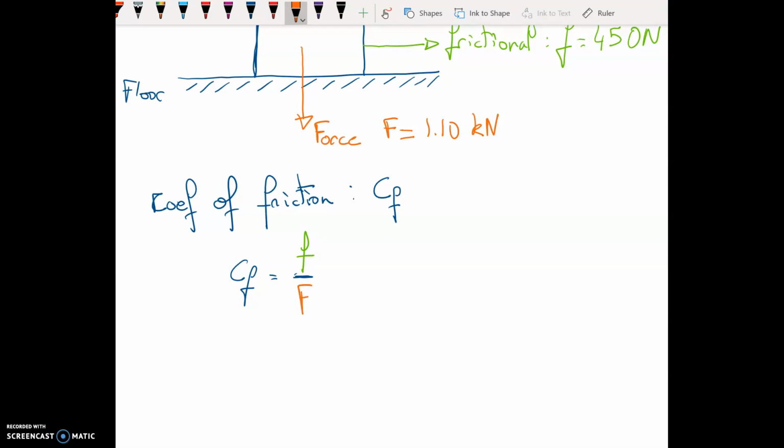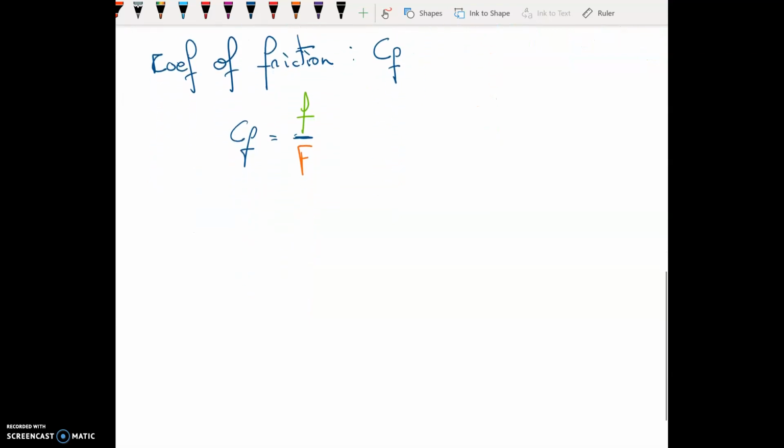The problem we have is that we have the same unit, but they are not expressed exactly the same. One is in Newton, the other is in kilonewton. So the first thing I must do is convert kilonewton into Newton. For that, I'm going to use my table.